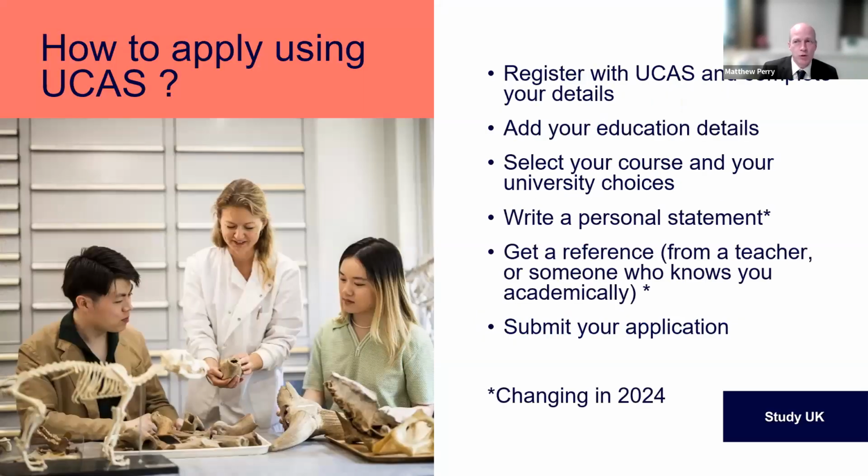It's very simple. You can do all of this online. You will need some basic details about yourself and about your prior education as well. As I say, you'll need to identify which courses and which universities you would like to apply to. You will be expected to write a personal statement where you explain a little bit about yourself and why you want to do particular courses. And you will also need to get a reference.